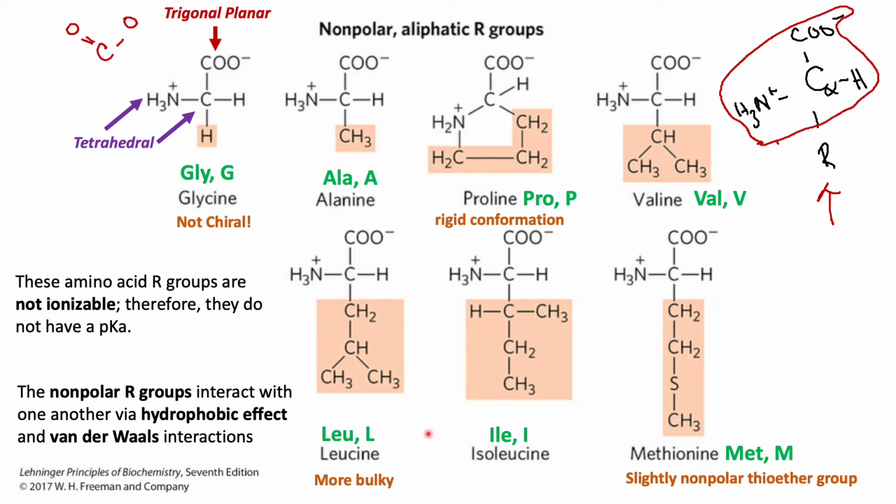And then we have valine, leucine, and isoleucine. Leucine and isoleucine are isomers of one another. So the position of one of the methyl groups has been switched.